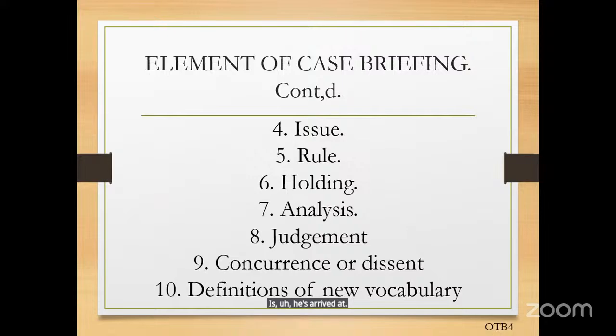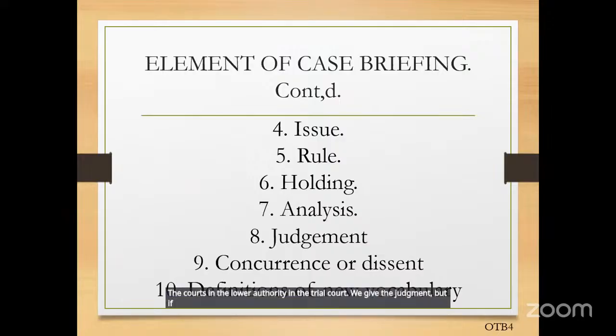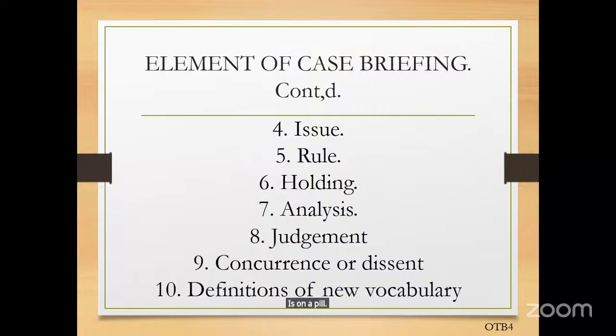Another very important element is the judgment. This is the court's final decision as to the right of the parties. The court responds to a party's request for relief. That's what we mean simply by judgment. If it is a trial court, the lower court gives the judgment. But if the case is on appeal, the appellate court may either affirm or reverse, or give instruction as to what must be done.